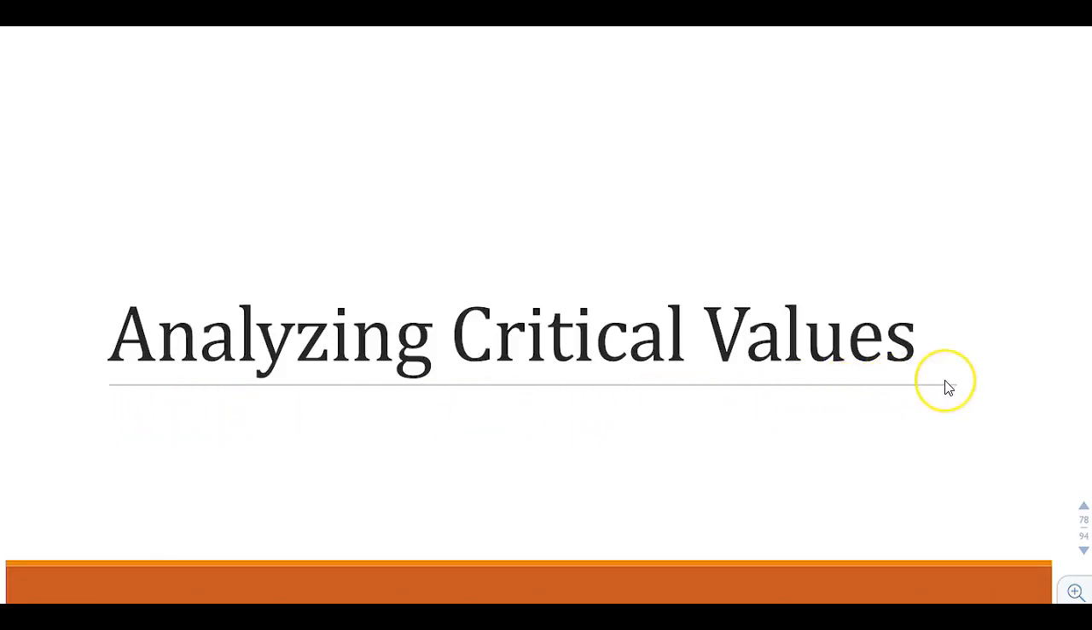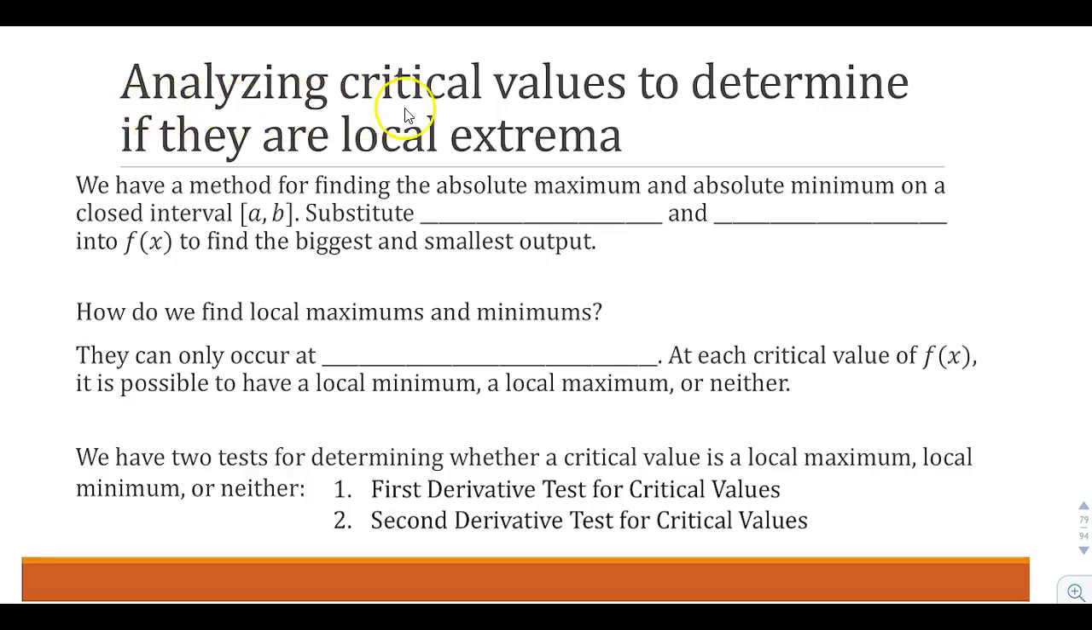Analyzing critical values to determine if they are local extrema. We have a method for finding the absolute maximum and absolute minimum on a closed interval a to b. We substitute critical values and endpoints into f of x to find the biggest and smallest output. But how do we find local maximums and minimums? They can only occur at critical values.